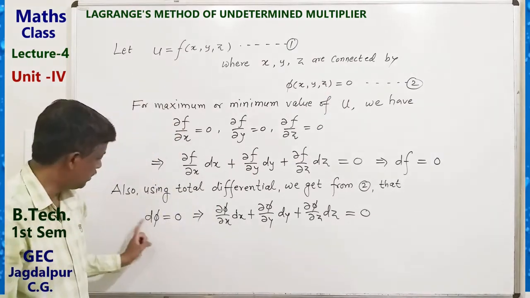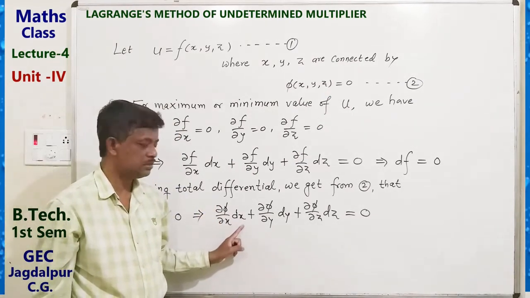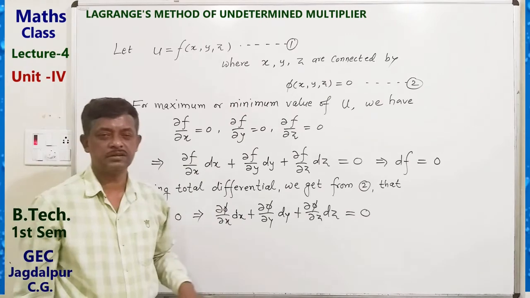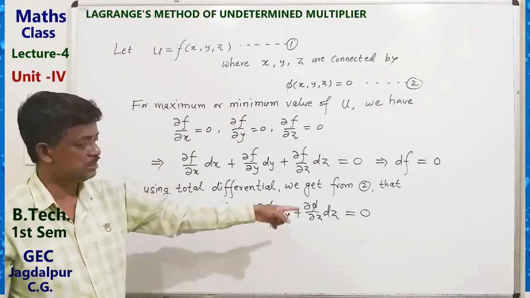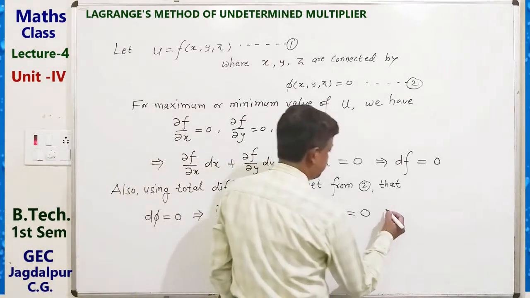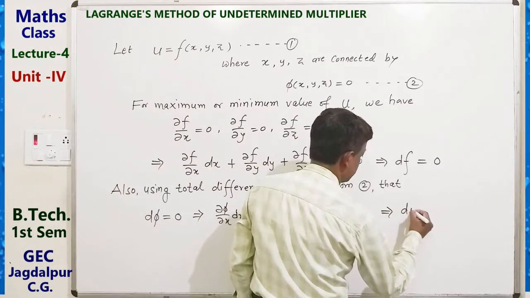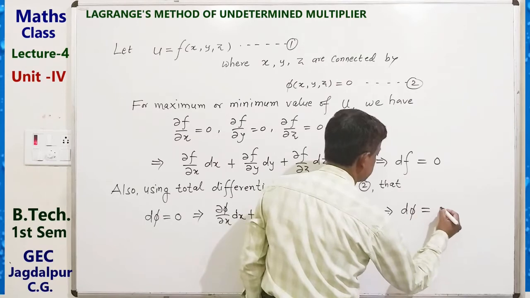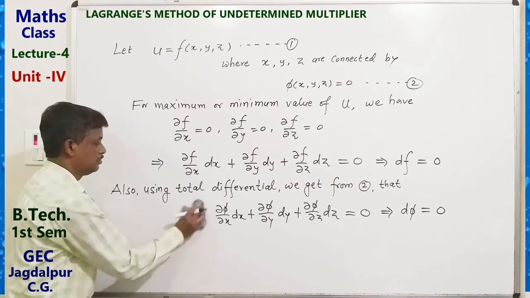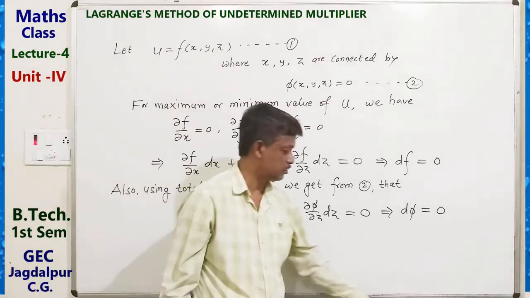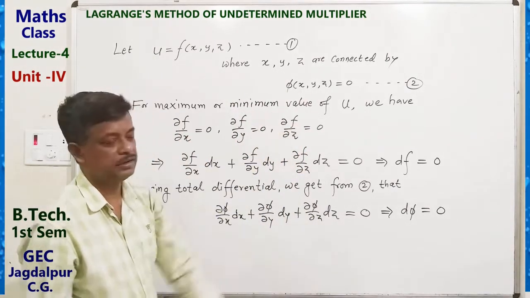So d phi equals to 0, that is del phi by del x dx. D phi means differentiate it, total differential: del phi by del x dx, del phi by del y dy, del phi by del z dz equals to 0. Here d phi equals to 0. So we can write like this also. Clear? Taking total differential on both sides.